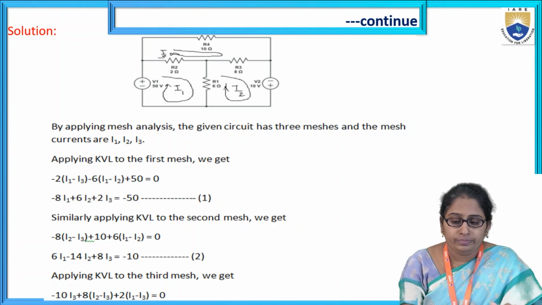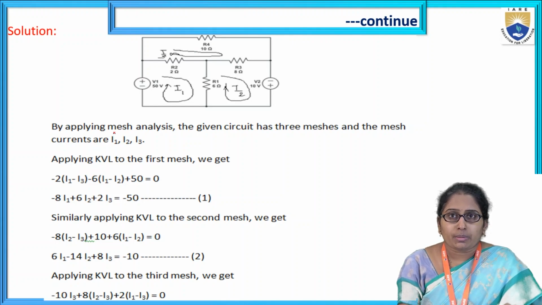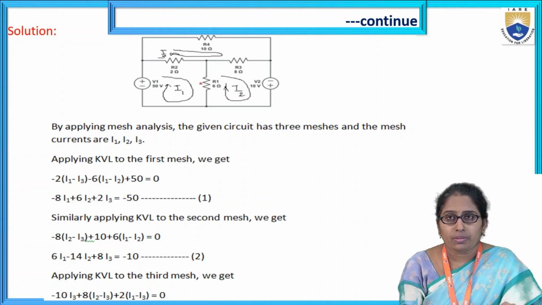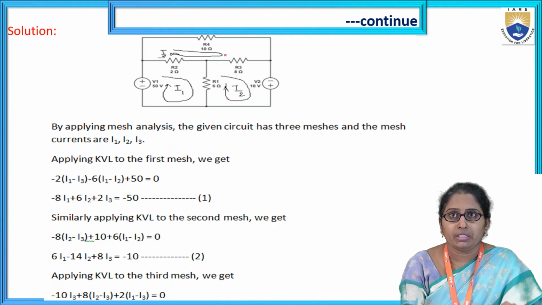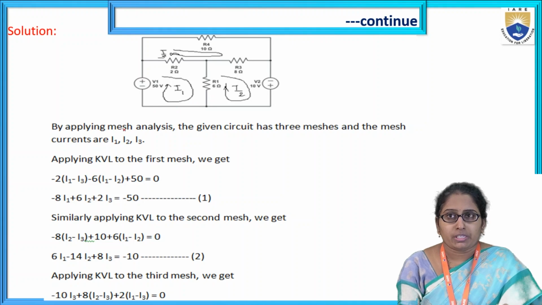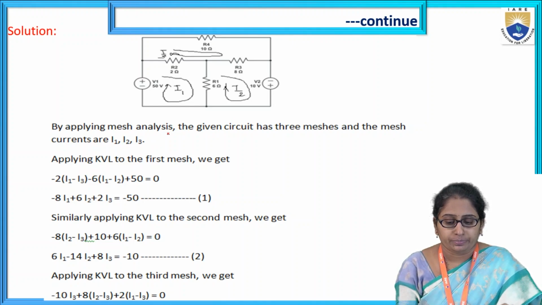Now coming to the second step, after identifying the number of meshes, we have to assume the mesh currents based on the number of meshes. Here there are 3 meshes, so we take 3 mesh currents: mesh current I1, mesh current I2, mesh current I3. By applying mesh analysis, the given circuit has 3 meshes and the mesh currents are I1, I2, I3.